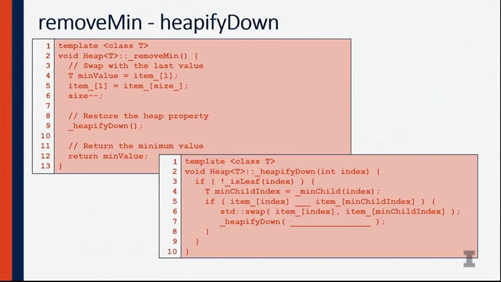Looking at heapify down, we'll go ahead and start this at element 1, the root of the tree. We're going to heapify down, check if it's a leaf node. If it is not a leaf node, we know that we need to compare against the children. We want to check whether or not our current item is larger than the item at the minimum child's index. If it is, then we call heapify down recursively after doing the swap operation on line 6.